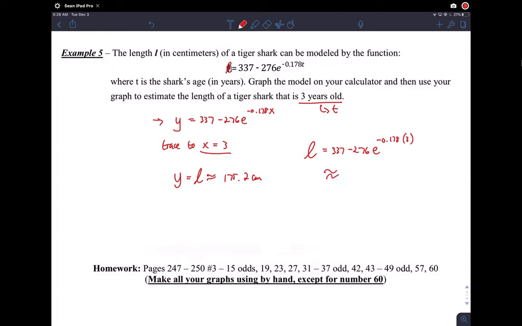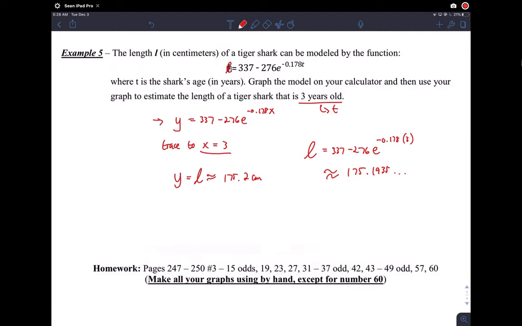So if you do that, I'm going to do it on my calculator here on the side real quick. e to the negative 0.178 times 3. Yeah, that's what you get. The closer answer is 175.1935, and so on, so on, so on. So I just rounded to 175.2 centimeters.